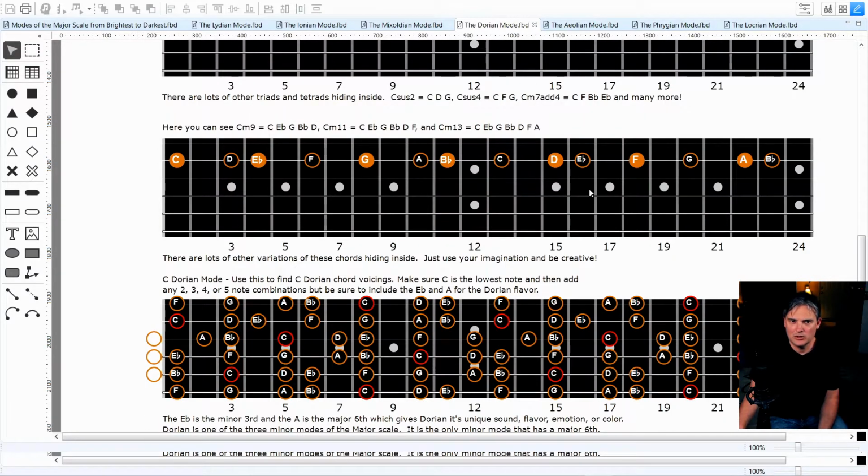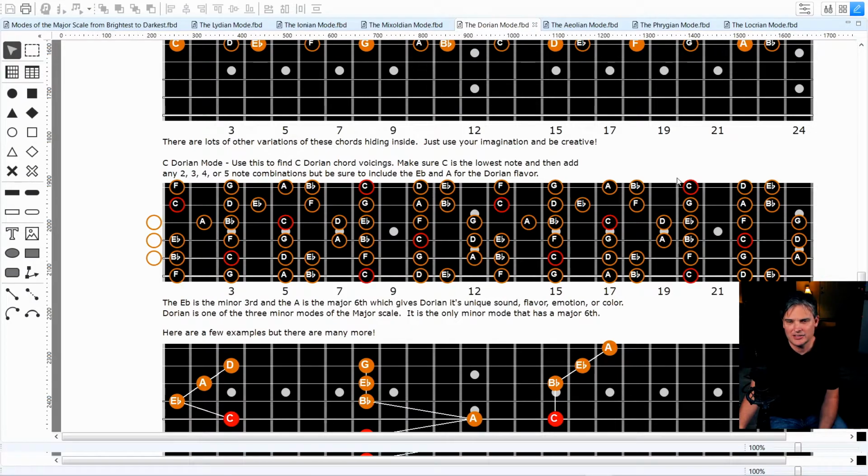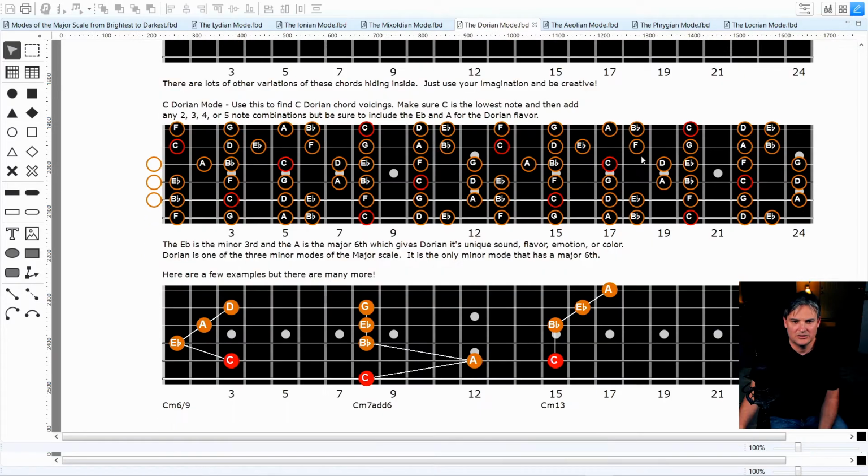And then listed below are the extensions. You got a C minor 9, C minor 11, and C minor 13. Now to create an exclusive Dorian voicing, we need to make sure to include the E flat and A, or the minor third, and the 6th or the 13th. Okay, and then here's the voicings that we have for C Dorian.